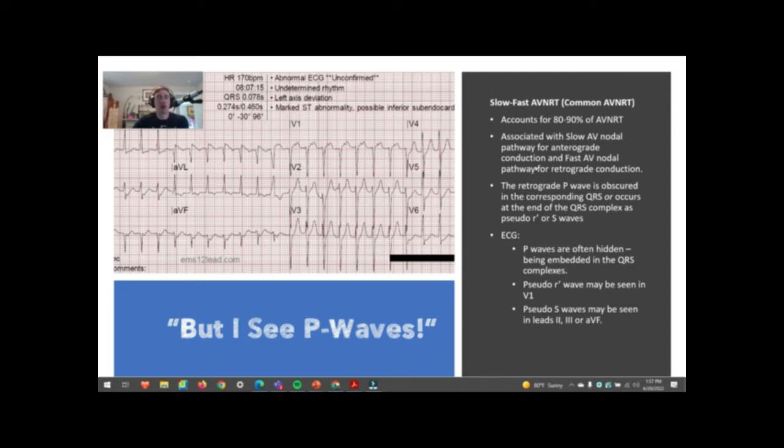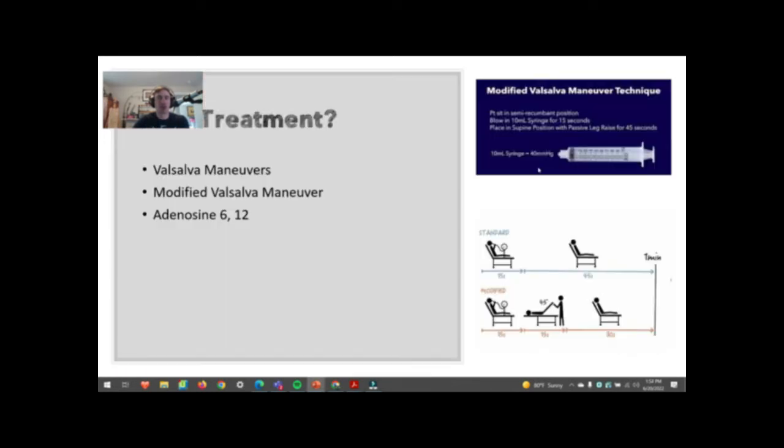But the most common form of AVNRT, which travels the slow-fast pathway, you don't normally see the P wave. Or if you do see a P wave, what you might see is a pseudo R wave. So we've got our initial Q, then R going above. You'll see a sharp deflection in that R wave there, and that's actually a P wave embedded in the QRS complex.